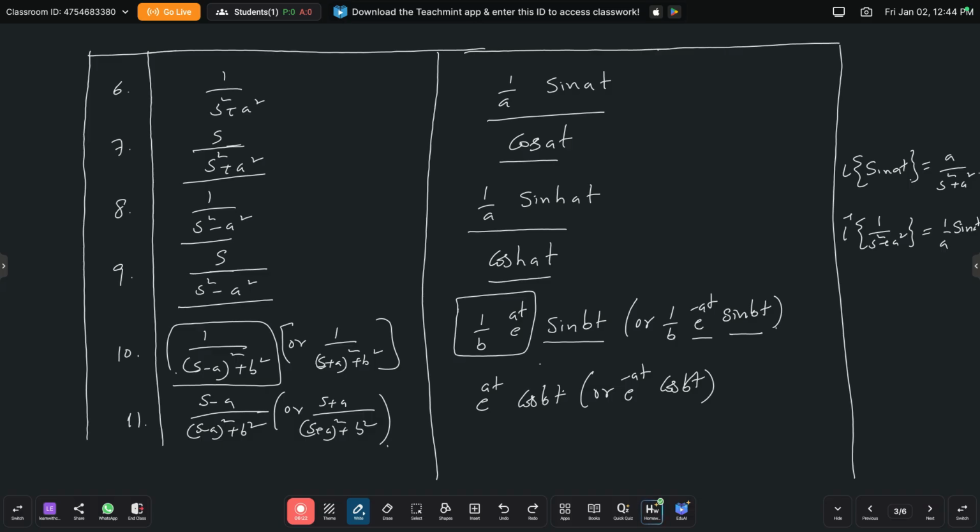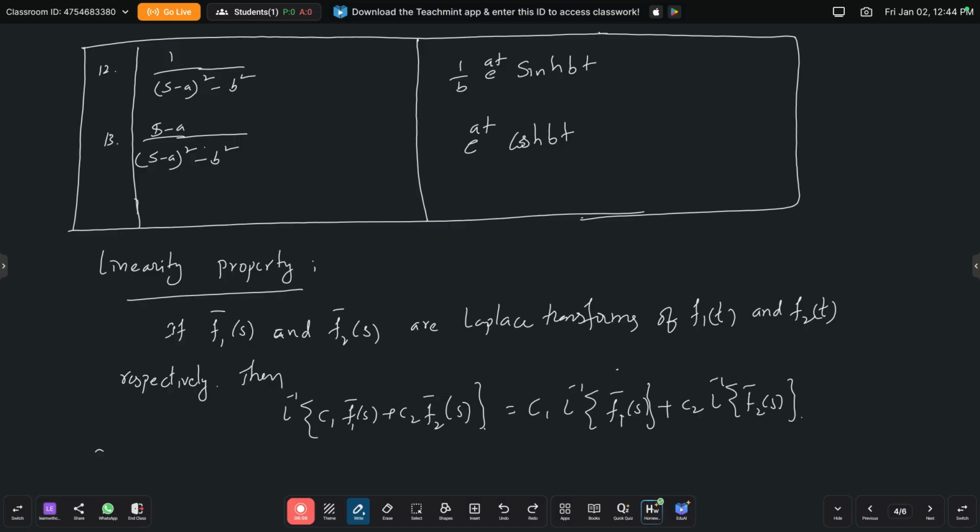Next, I am writing what? s minus a by s minus a whole square plus b square, and s plus a by s plus a whole square plus b square. So here I am writing the formula e power at cos bt, e power minus at cos bt. In the first one, s minus a by s minus a whole square, s minus a means I am taking the positive value, e power at into cos bt. For s plus a by s plus a whole square, what am I writing here? e power minus at cos bt.